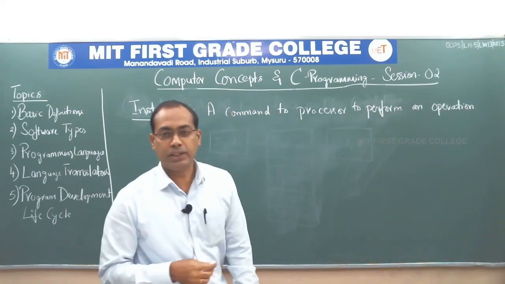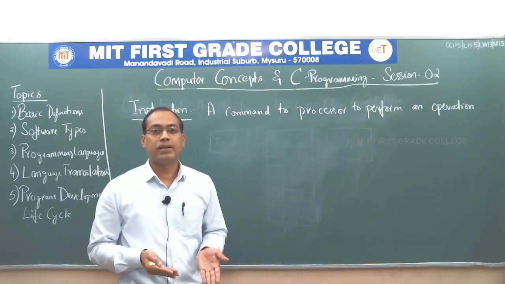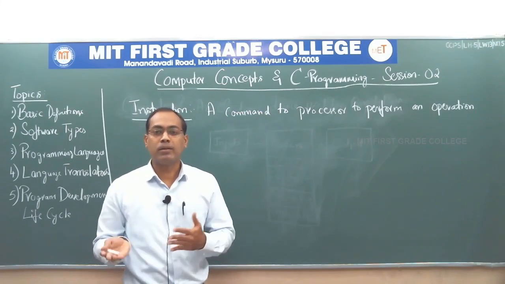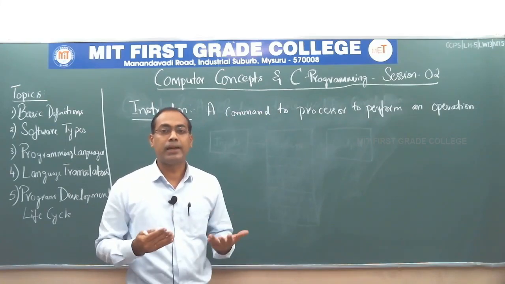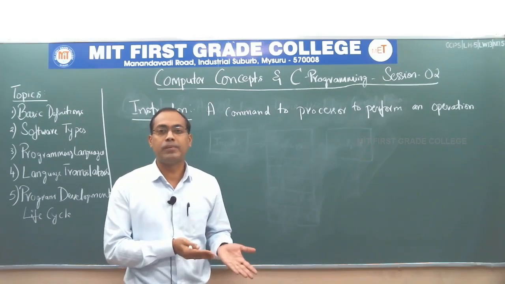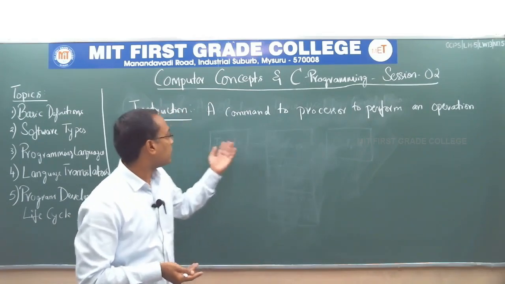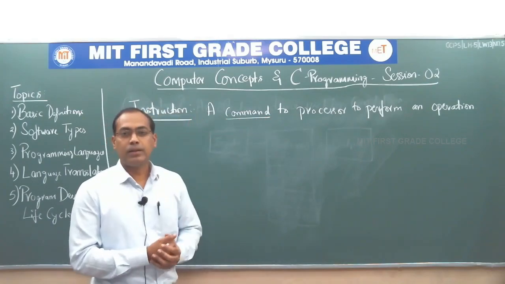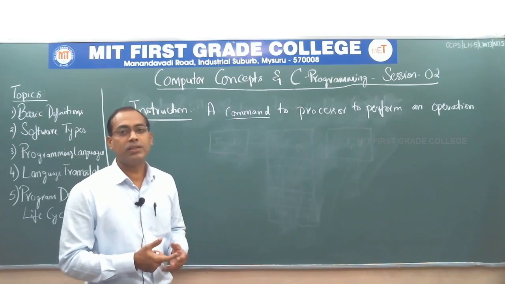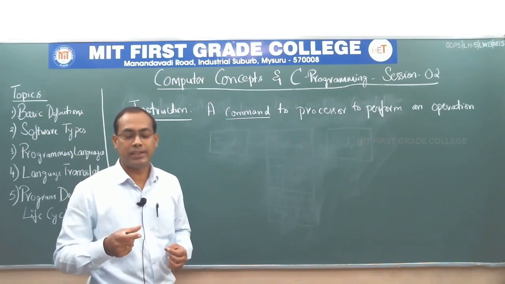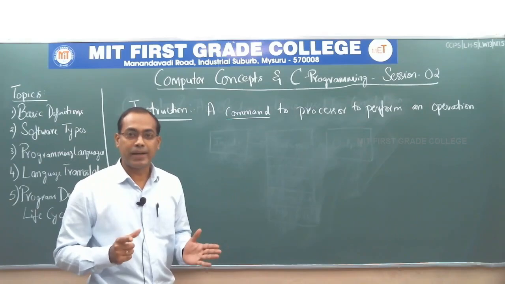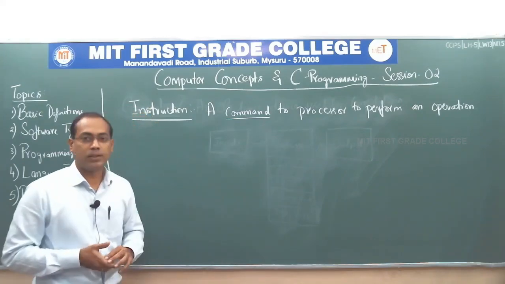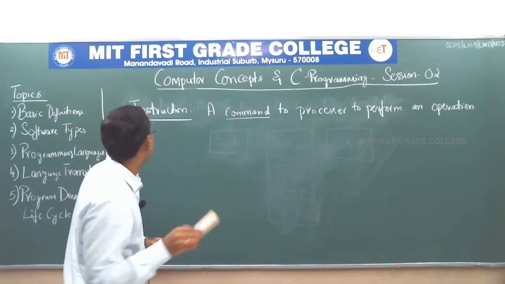What do you mean by operation? The operation can be accepting an input, displaying the output, fetching the data, copying, moving, etc. It can be any kind of operation, or it can even be a computation. So how has this command been written? Command means instruction. Instruction is a meaningfully written statement as per the syntax of the programming language. I hope you have understood the concept of instruction.